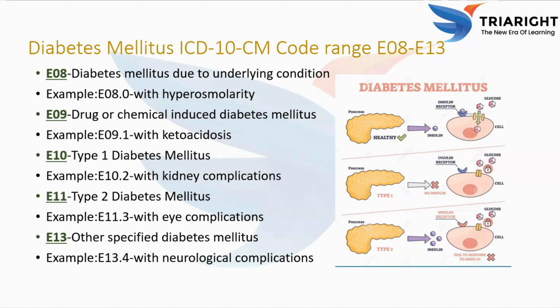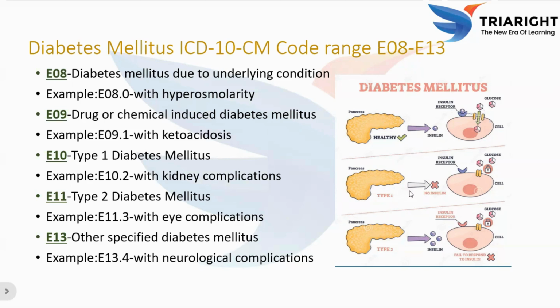Right? So you can see here a picture of diabetes mellitus on the right side. You can see the healthy pancreas, the type 1 pancreas and the type 2. In the healthy one, insulin attaches to the receptor, right? You can look over here clearly. Insulin attaches to the receptor so that glucose enters the cell and it produces the normal sugar level. This is a healthy one.